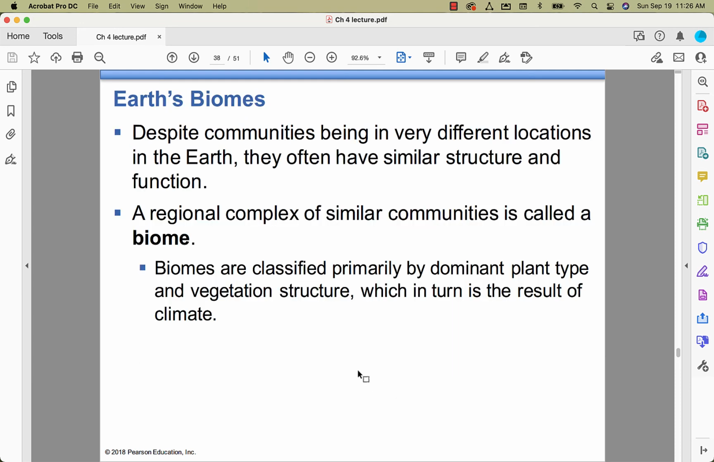Okay, so this is the biomes section that I had mentioned. Communities at different areas on the earth, they might be in very wide areas, like Canada and Siberia. But there are patterns of similar structure and function and even species. So if you have a bunch of similar communities together, the climax community, they call it a biome. So biomes are typically classified based on their dominant plant type, which is the result of climate.